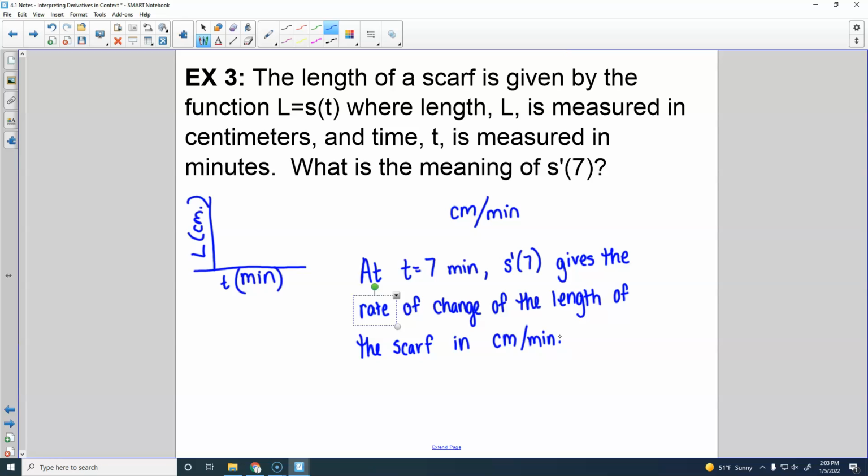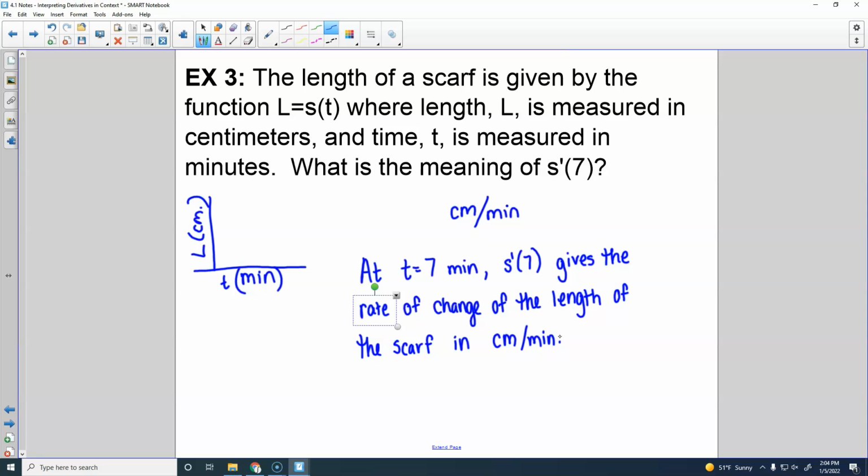It could be anything. So your equation could be anything. What we're really focusing on here is understanding what it means. So S could be any type of equation. It might be trig, it might be linear, it might be quadratic, it could be anything. So it just depends on the equation.